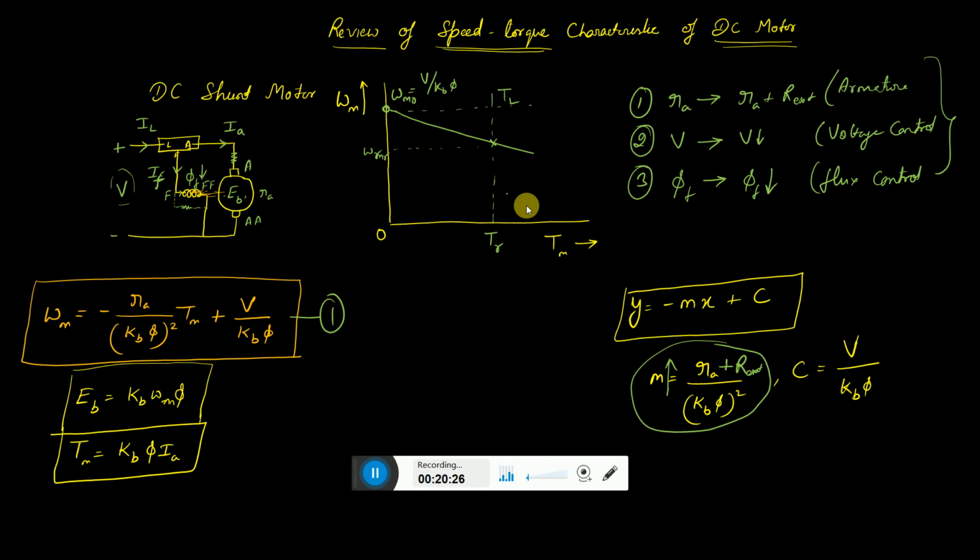Now let us take another value, that is the voltage. What we can do with the voltage is only decrease it. If the voltage is decreased, which parameter is going to change? The only parameter that changes is the constant value. The slope is not going to change. If the voltage is decreased, the value of the constant is decreased, so the line shifts down. Same slope, but the intersection point omega m0 will obviously change.